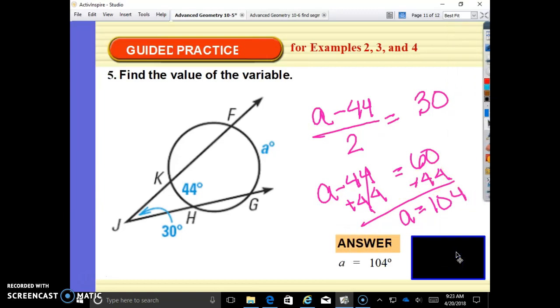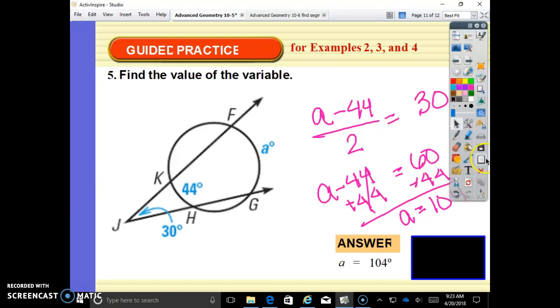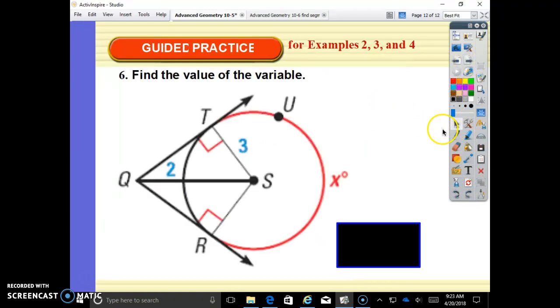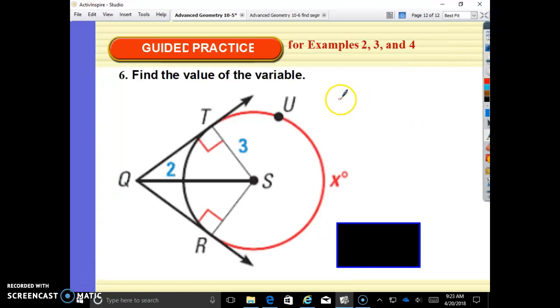All right. Is everyone able to get 104? Good job. So, on this next one, we are looking to find the variable. I want you guys to attempt this one, and then we will go over it. Pause the video now.